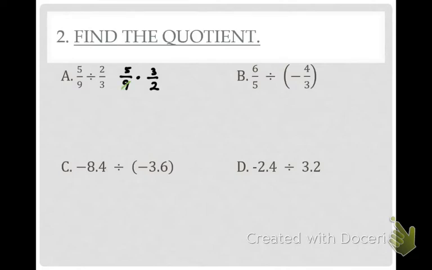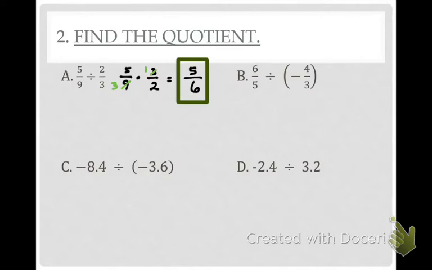The 9 and the 3, what did they become? 1 and 3. Now I want you to multiply across for me, and what do you get? You do get 5/6. As I look at this, they're only positives, so my answer is still going to be a positive fraction. 5/6 is correct. Let's move on to problem B.